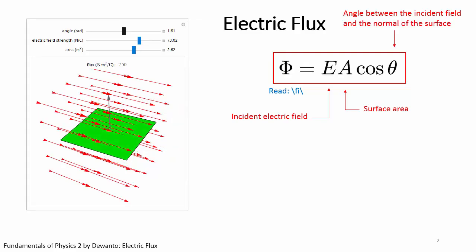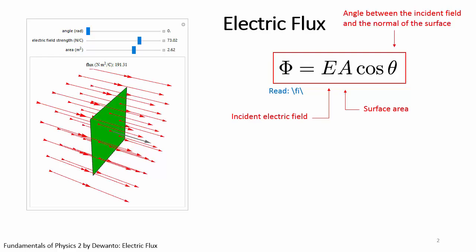As you can see, the flux will be zero when the incident field is parallel to the surface, that is when the black arrow is perpendicular to the red arrow, or when theta is 90 degrees, and it will be at its maximum when the incident field is perpendicular to the surface, that is when the black arrow is pointing in the same direction as the red arrows, or when theta is zero. But notice that flux could also be negative if the field is coming in from the other side of the surface. The flux reaches its minimum when the black arrow is pointing in the opposite direction to the red arrows, or when theta is 180 degrees.